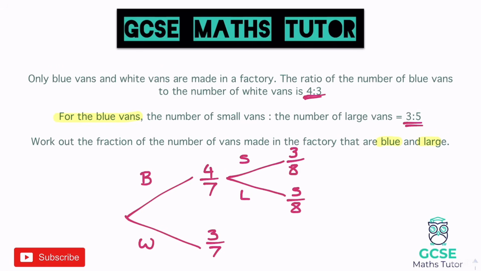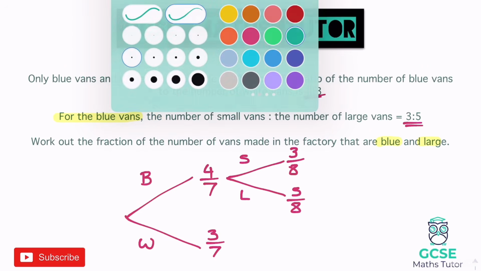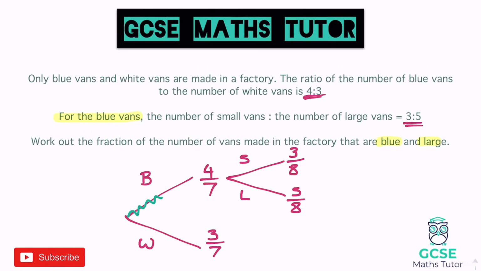Now, when it comes to actually working out the fraction here that are blue and large, we treat it in the same way that we do a probability tree. We go up the blue branch, and we get 4 out of 7 for the blue. And then we go up the large route or down the large route, depending on how you've drawn it here, and that's 5 out of 8. Okay, and just double check that you've put those in the right place. That's large, 5 out of 8, that's right, so that's blue and large.